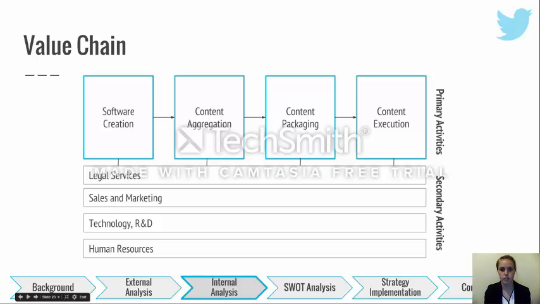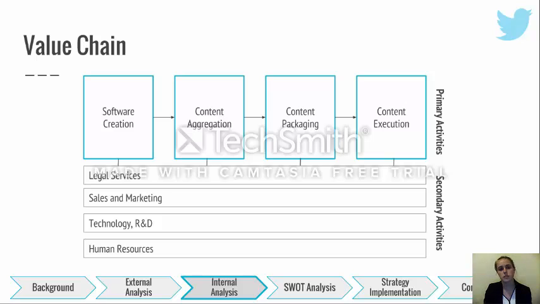Now that we've looked at ratio analysis and the internal audit for Twitter, we're now going to look at their internal value chain. Whenever we're looking at Twitter, their internal value chain is much different than your typical manufacturing company or your service company, because this is a social media software type industry.